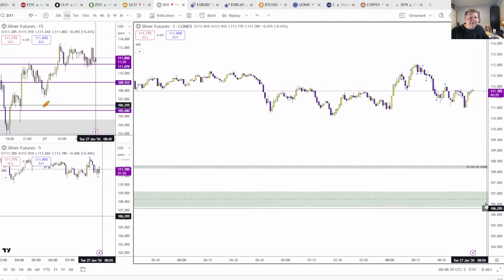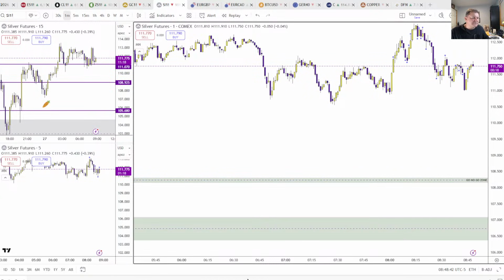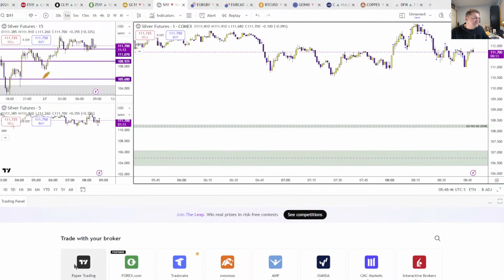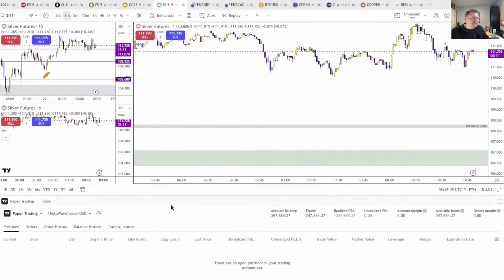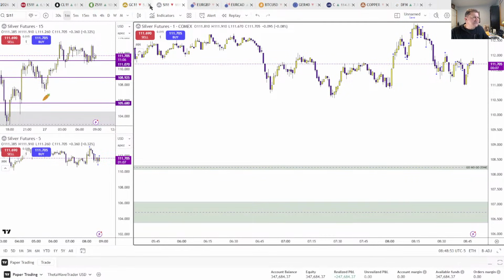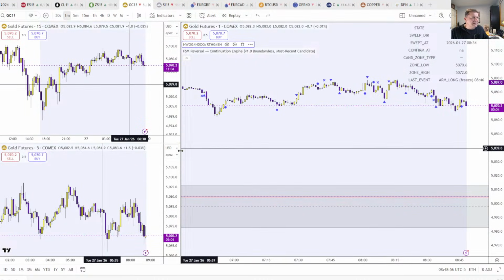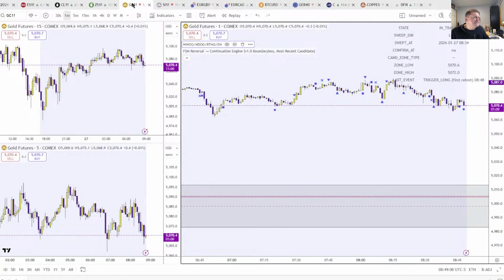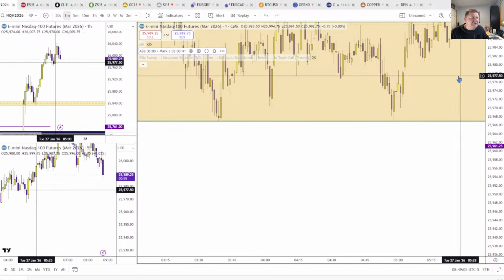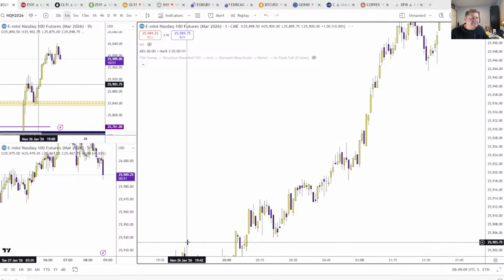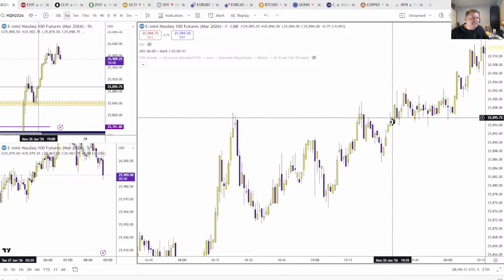I had a really nice run there last night in silver, gold. A couple of nice little runs there last night. And also a nice big run up in NQ last night. Got this big doozy of a run up here. This run.